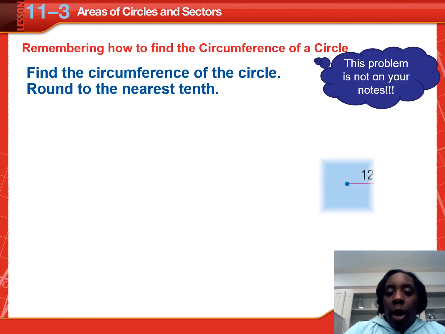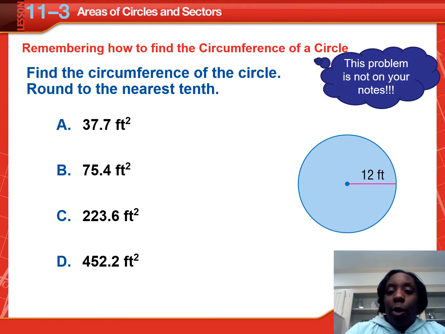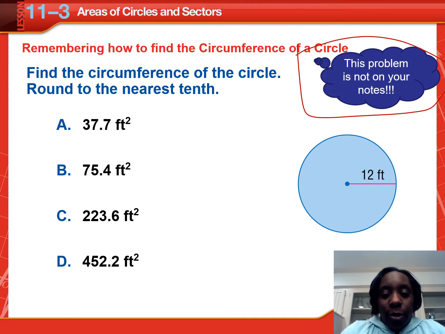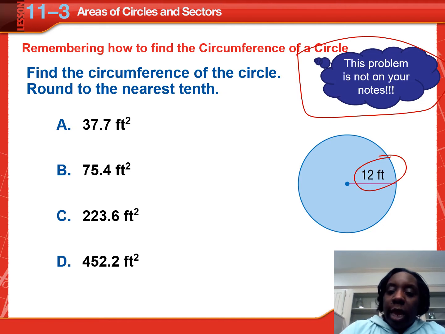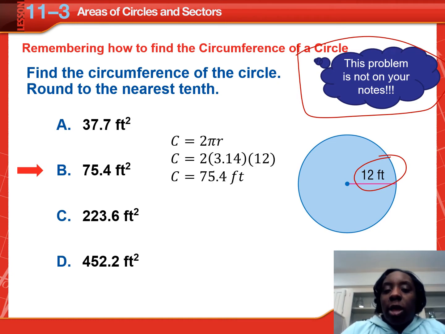So let's try a quick problem. This is not on your notes, because I believe you guys already know this. Find the circumference of a circle. We need the radius, which is 12. That's easy. Then we're going to use the formula. I'm going to go ahead and give you the answer. The answer was 75.4. But let's look at the formula.